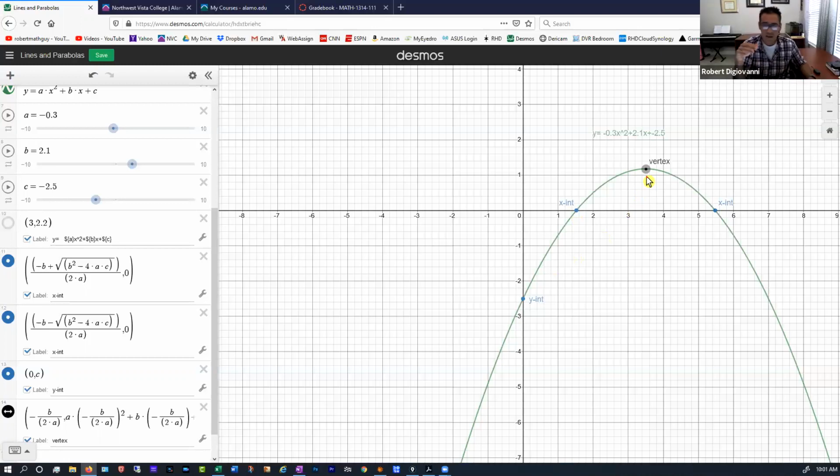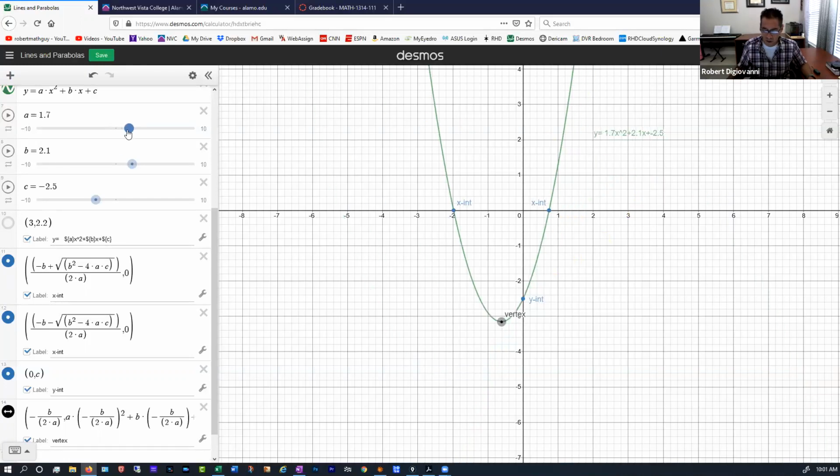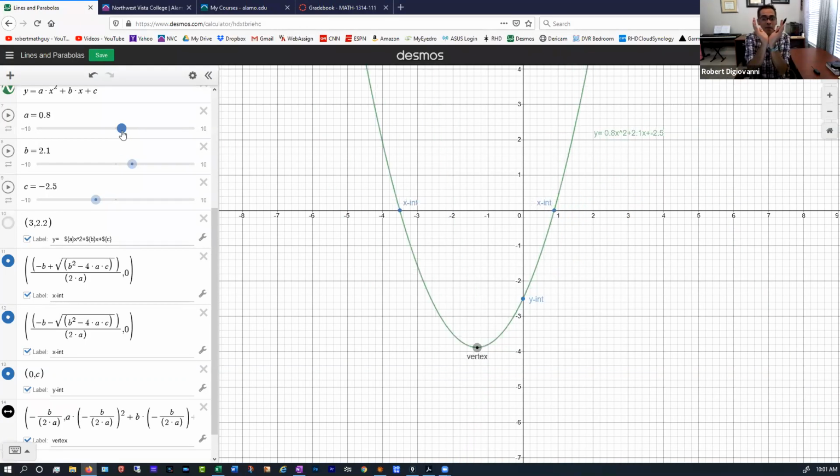That's all a vertex can ever be. It can only be the lowest point on the graph or the highest point on the graph. If your parabola opens up, the vertex is the lowest point. If your parabola opens down, your vertex is your highest point. Understand?